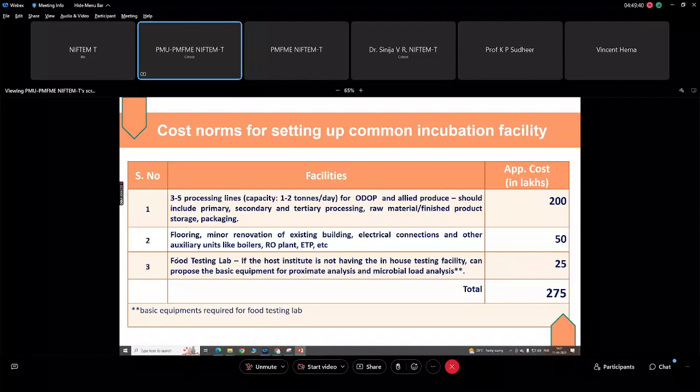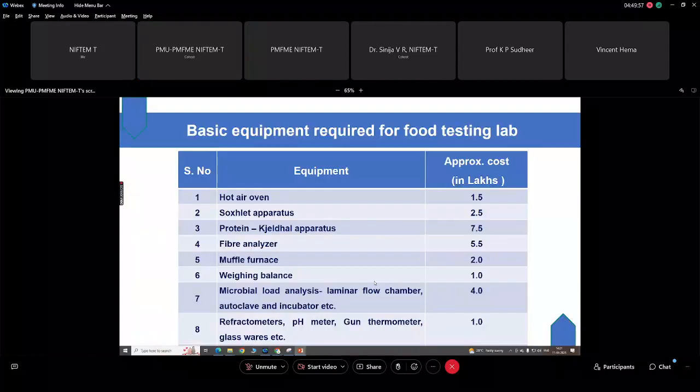Then if you want to create the food testing laboratory inside that incubation center, 25 lakhs is separately allotted for that. So the total cost will be around 2.75 crores. So these are the basic equipment list which you have to include in your food testing lab, considering the micro enterprises.